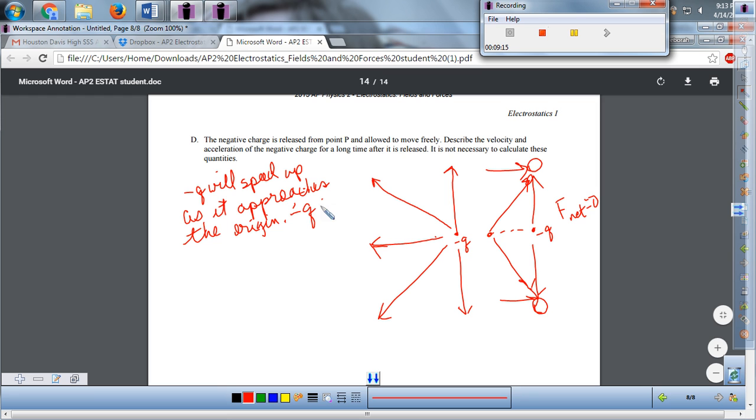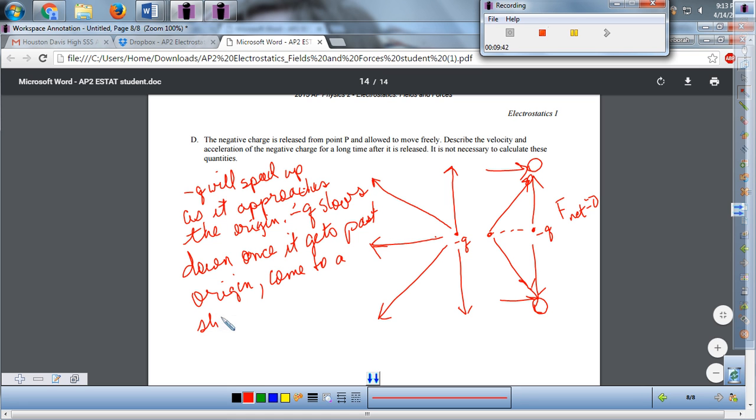Negative Q. Oop. Sorry, that looks terrible. Slows down once it gets past the origin. It's going to come to a stop, because those forces here are trying to pull it back that way, so they're retarding the motion. Speed up as it returns to the origin.